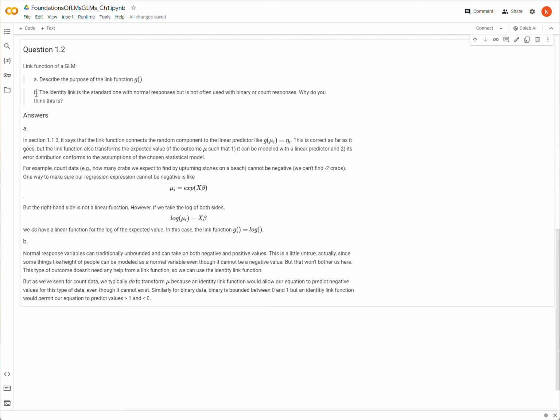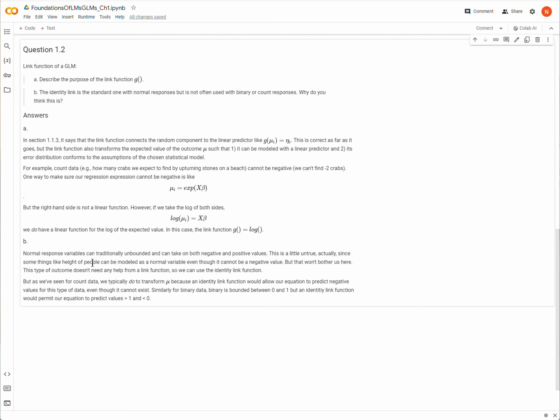Part B is, why isn't the identity link used? The identity link is often used with a normal response, but not usually used for a binary or count response. Why do you think this is? The identity link function, if g of mu is the identity, then it's just mu. So the identity link function is basically not there. It just says whatever mu is, it is still that after you transform it with the identity link function.